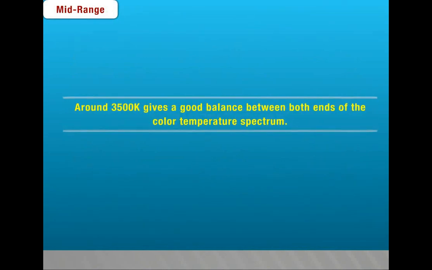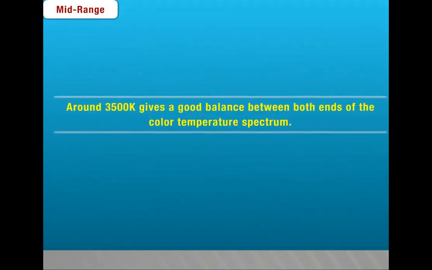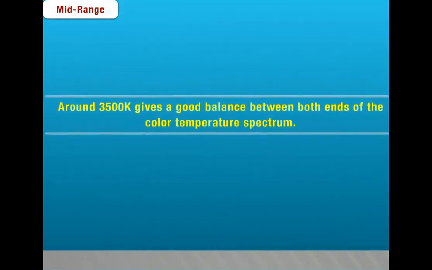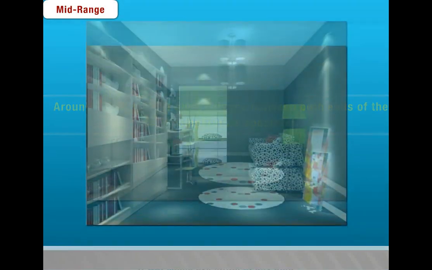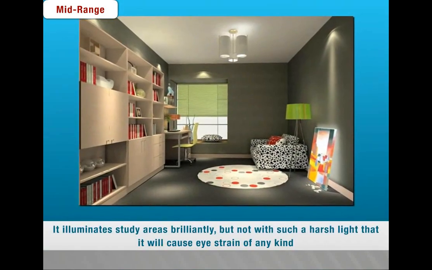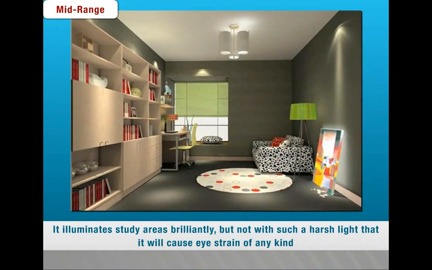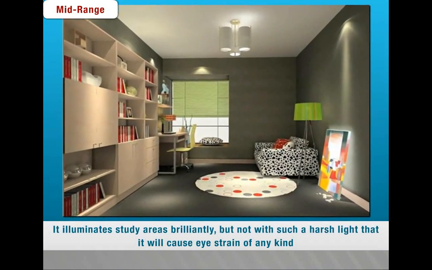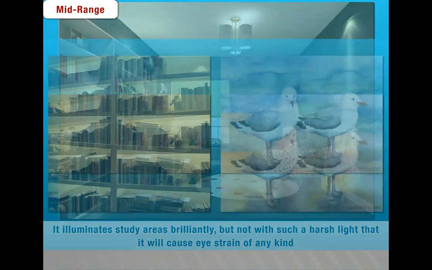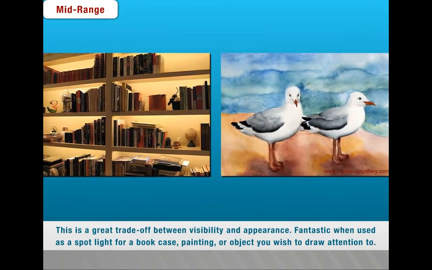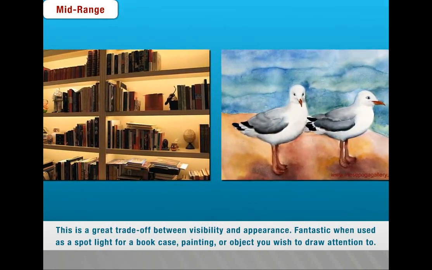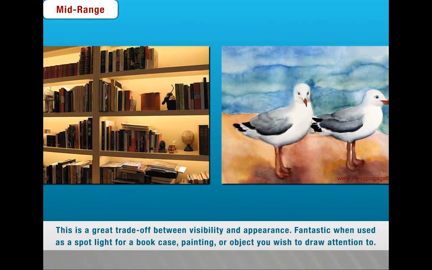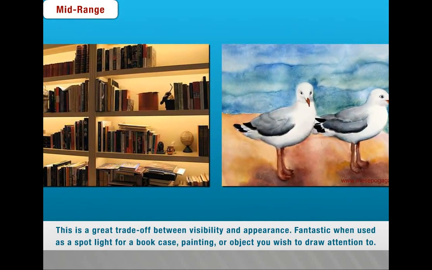Mid-range. Around 3500 Kelvin gives a good balance between both ends of the color temperature spectrum. It illuminates study areas brilliantly, but not with such a harsh light that it will cause eye strain of any kind. This is a great trade-off between visibility and appearance. Fantastic when used as a spotlight for a bookcase, painting, or object you wish to draw attention to.